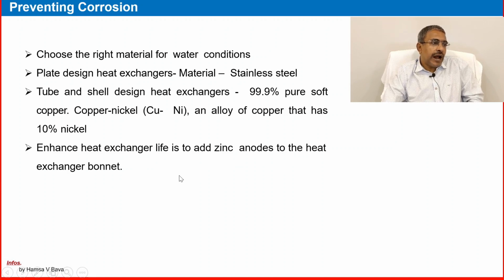Zinc anode is a sacrificial anode, so it will corrode first. So from time to time add a zinc anode to prevent heat exchanger corrosion. That is also one way to minimize the corrosion. We cannot 100% stop corrosion. We are preventing or maintaining minimum corrosion in heat exchangers.